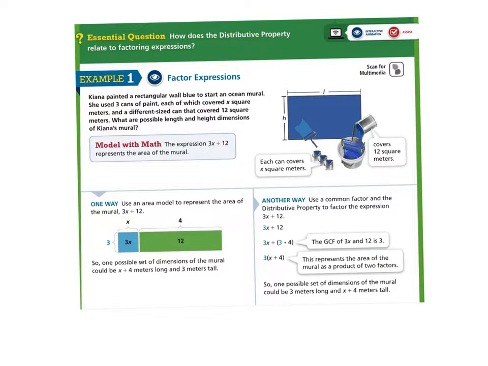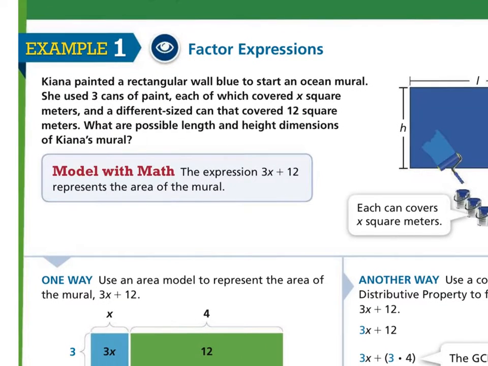So example 1, Kiana painted a rectangular wall blue to start an ocean mural. She used 3 cans of paint, each of which covered x square meters, and a different sized can that covered 12 square meters. What are the possible length and height dimensions of Kiana's mural?